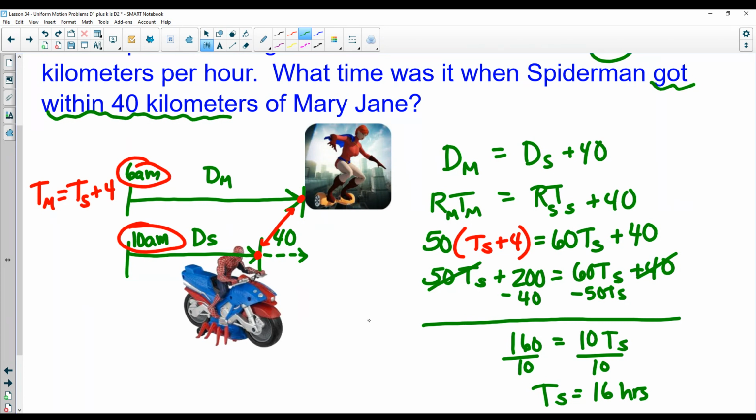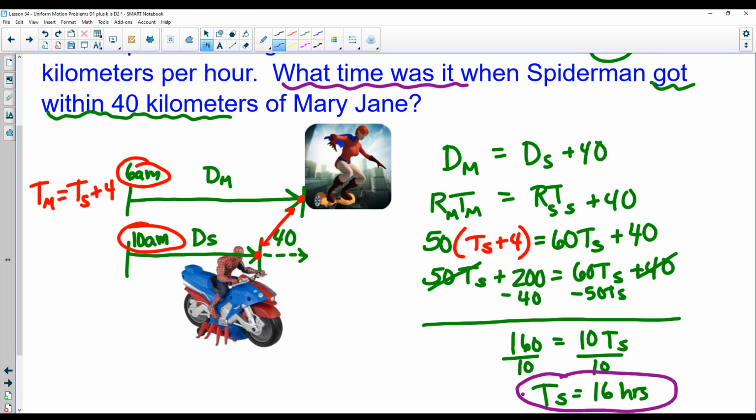So it took 16 hours until Spider-Man was within 40 kilometers. But check the question, please. What are we supposed to solve for? What time was it? Not how long did it take Spider-Man to get within 40 kilometers, but what time was it? We got to do a little bit more work here then.